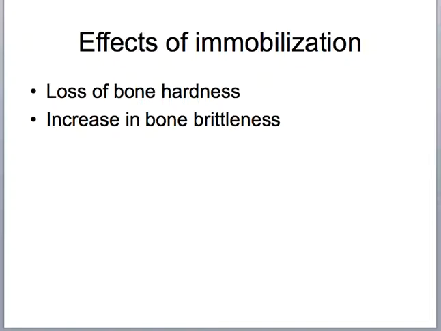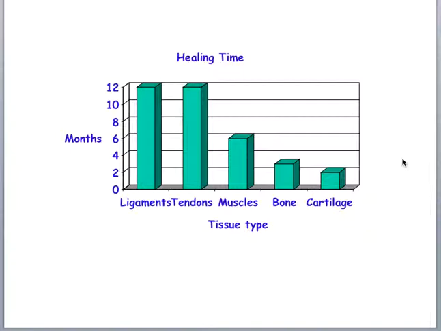In regards to a healing time chart, just kind of an overview. We talked about ligaments and tendons taking up to a year. Muscle can take up to 6 months. Bone, a couple months, 2 to 3 months. Cartilage, a couple months. It just helps you have an idea of how long it'll take for some tissues to get their tensile strength back.